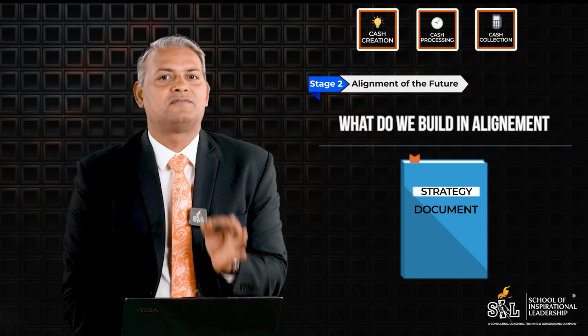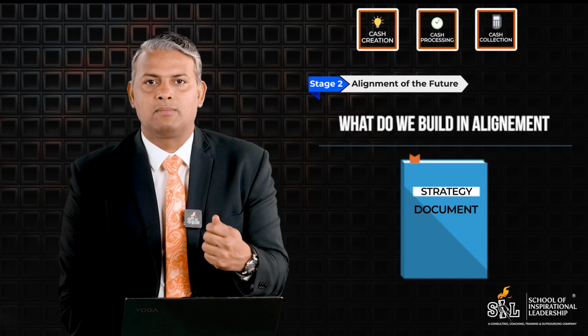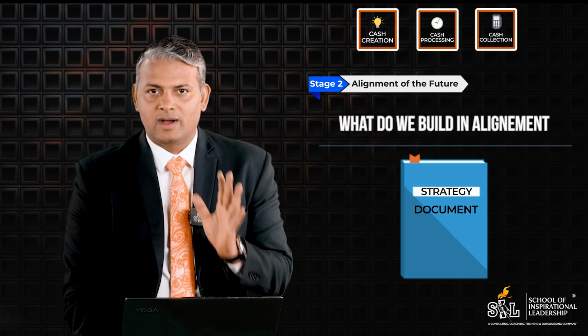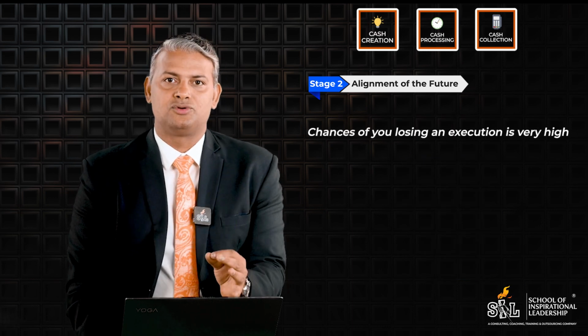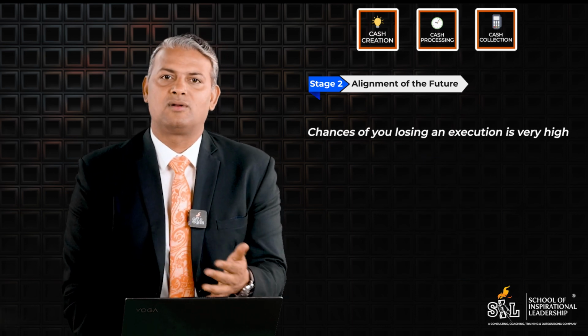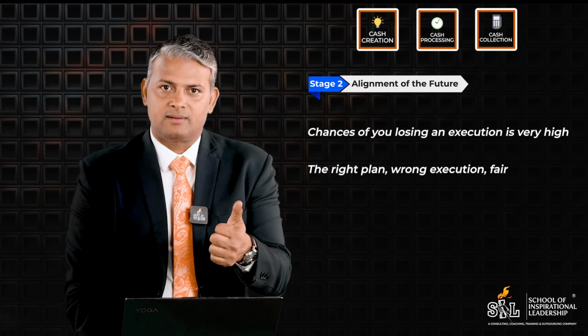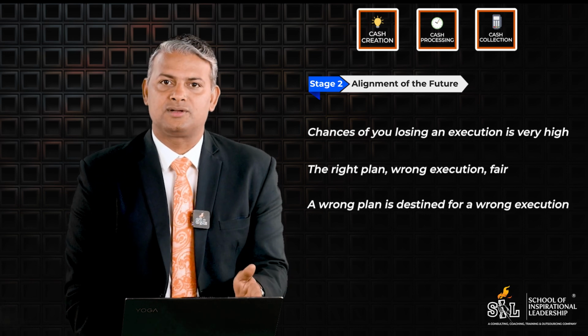If you're able to do that in the first 6 months, or maximum 6 months, at least minimum 3 months, right? If you're able to do that, you've won half of your war. You know why? Because the chances of you losing in execution is very high. There's no doubt about it. But a right plan, wrong execution, fair. A wrong plan is destined for a wrong execution.